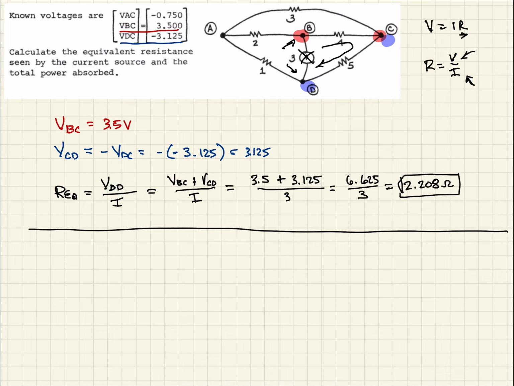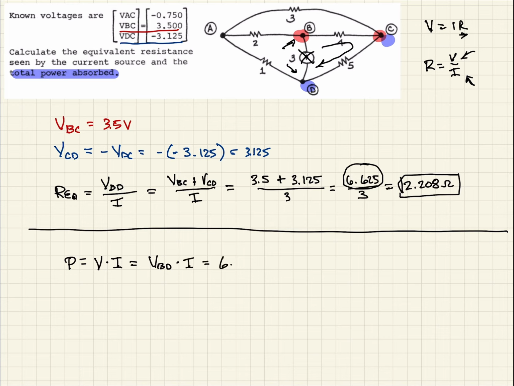Okay. So now there's another part to this problem. Now they want to know what is the total power absorbed by the current source. So that's easy enough. We know that power is equal to voltage times current, right? So in this case, we know the voltage. We calculated that right here. It's VBD, times our current, which is our current source.